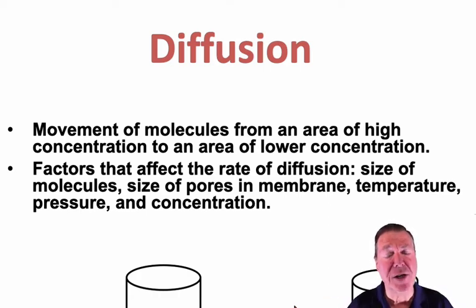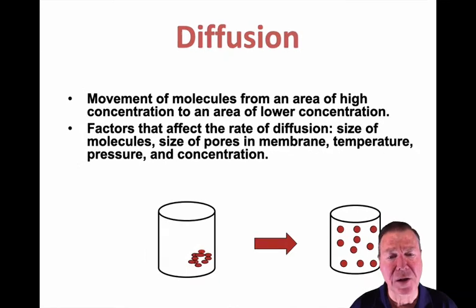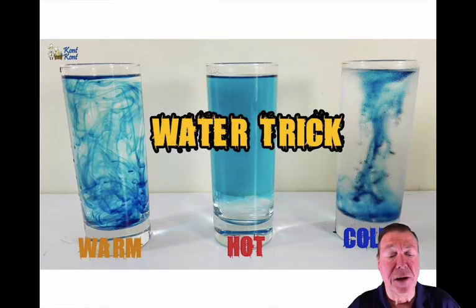Or the concentration. If you have a very, very high concentration in one area and a very low concentration in another area, that'll diffuse faster. So the factors that affect diffusion: size of the molecules, size of the pores, temperature and concentration, not so much pressure in biology. So here's a video demonstrating the effect of temperature on diffusion.